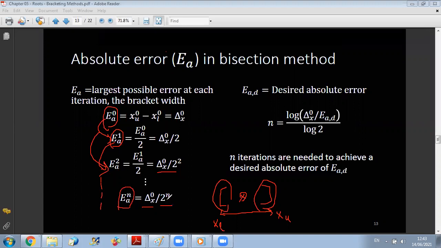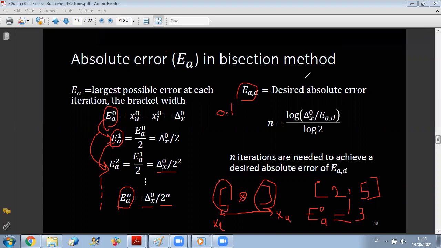This means that you can compute how many iterations I need to reach a certain absolute error without having to do all iterations. Okay? So for example, if I start from a bracket, let's say 2 to 5, the initial absolute error is 5 minus 2 equal to 3. Okay? So E0a will be equal to 3. Then I can tell you I want to reach an absolute error of 0.1. How many iterations do I need?